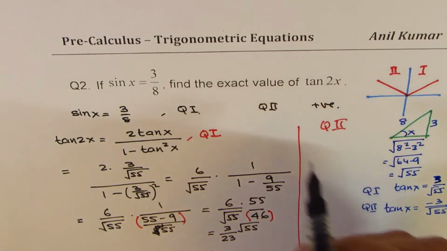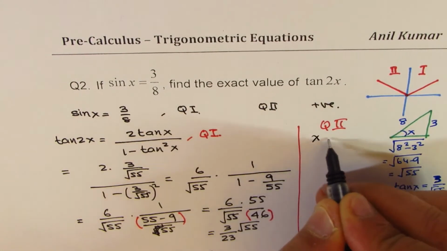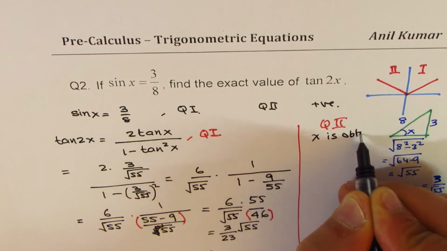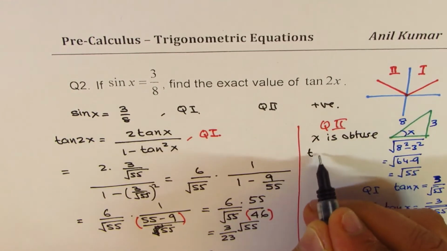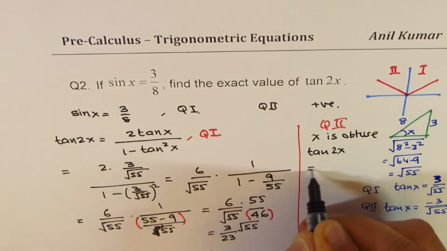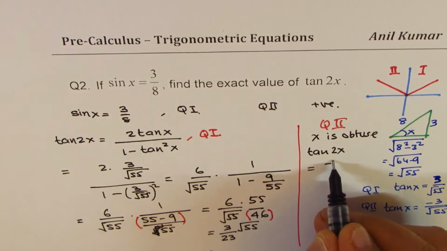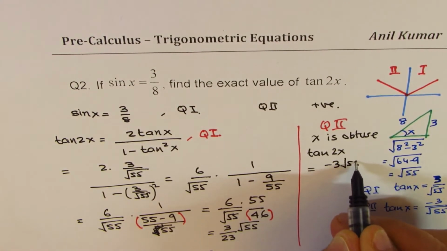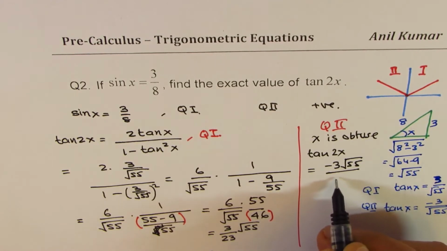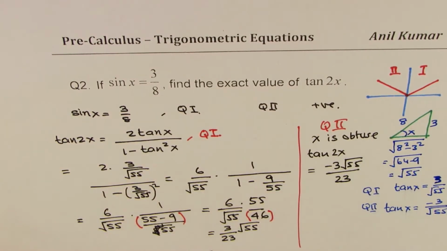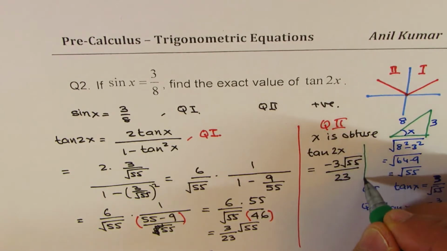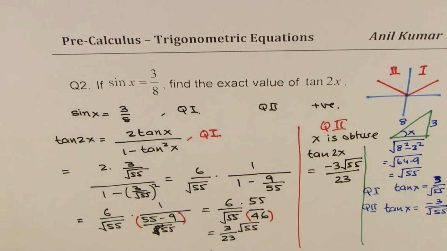So in quadrant 2, if the angle is obtuse, let's say if x is obtuse, in that case, tan 2x is going to be negative of this, which is negative 3 square root 55 over 23. Correct? So that is how you could solve this question. So I hope you understand and appreciate that if we give you sin x as 3 by 8, you have to consider both the quadrants and then solve accordingly. I hope that makes sense.